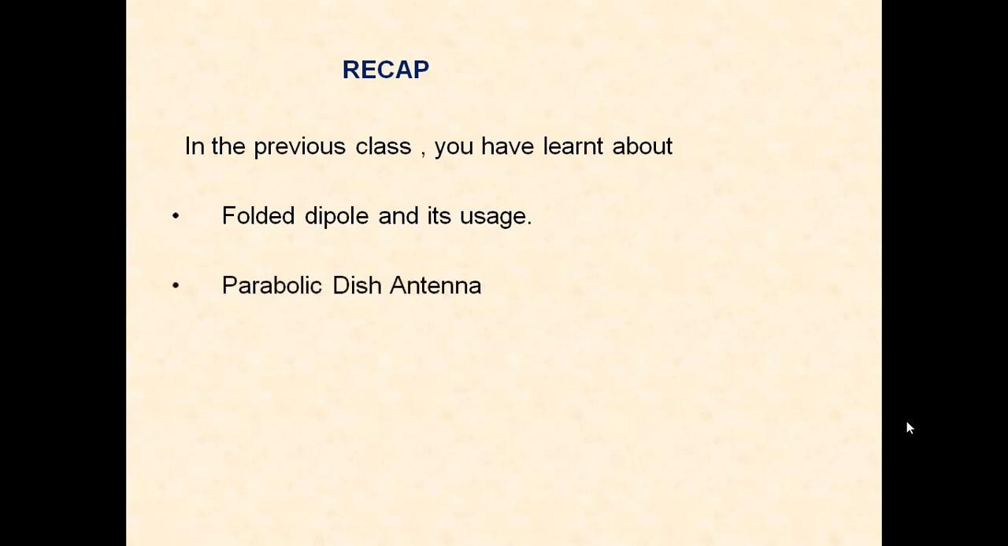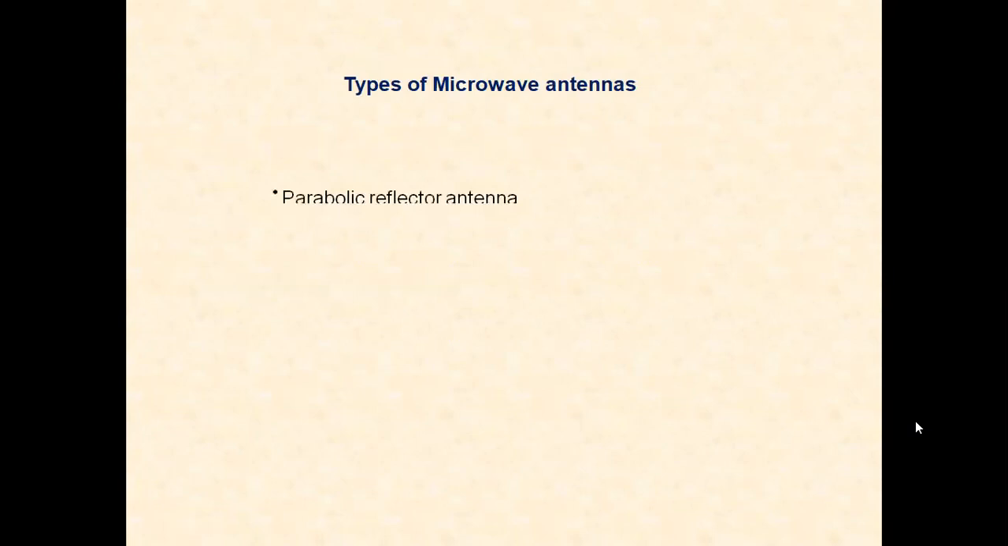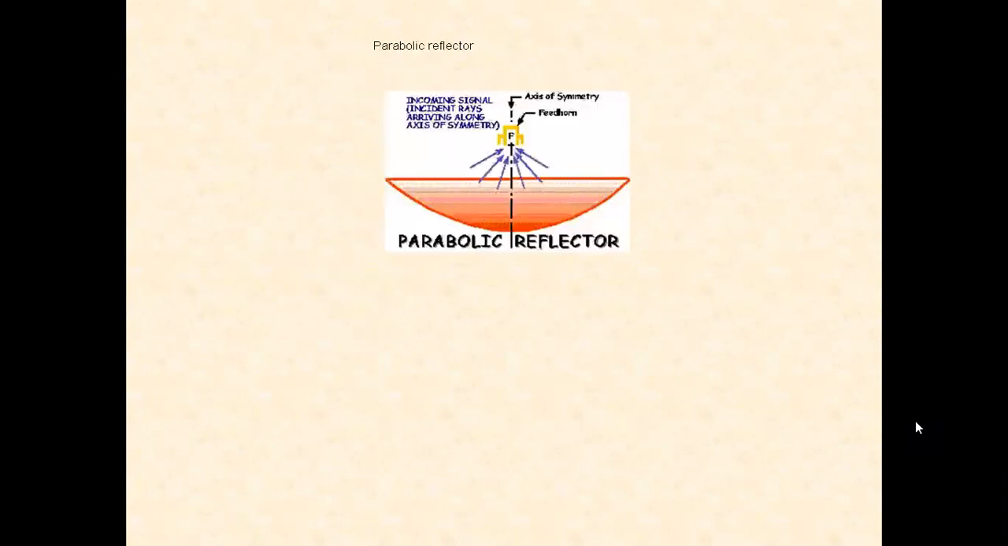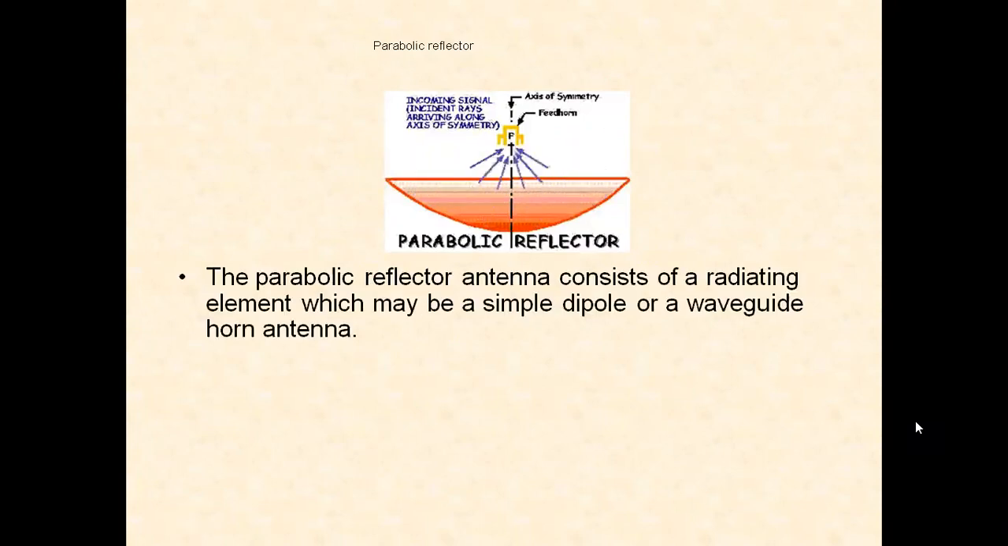We also studied about parabolic dish antenna, which is a microwave antenna. And we have seen there are different types of microwave antennas: the parabolic reflector antenna, horn antenna, loop antenna. In the last class, we studied about parabolic reflector. Parabolic reflector antenna consists of a radiating element, which may be a simple dipole or a waveguide horn antenna.